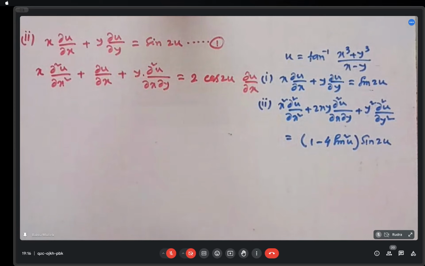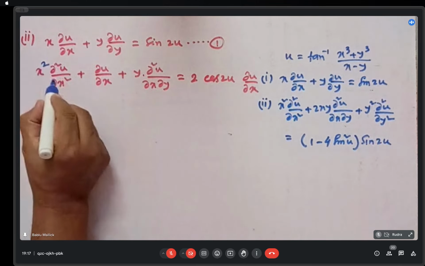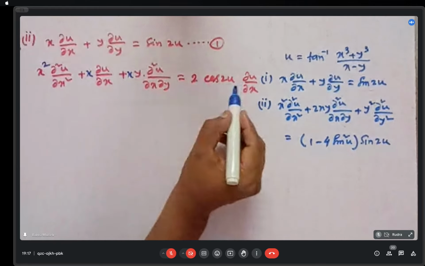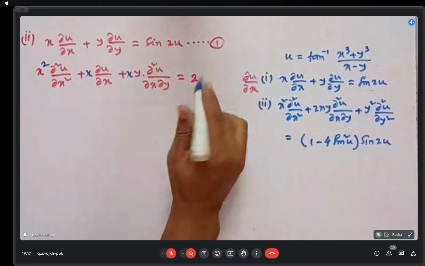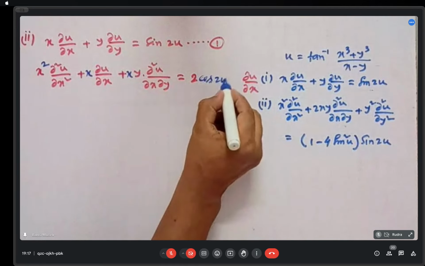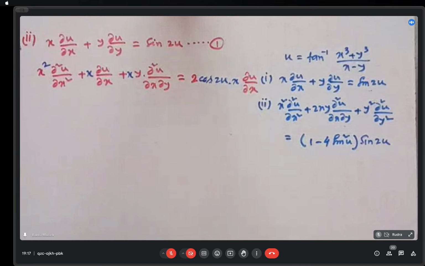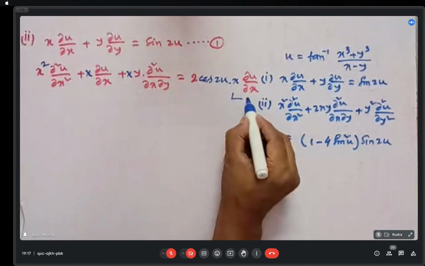Next, write: multiplying both sides by x, we get x square into del 2u del x2, x into this, xy into this, then twice cos 2u into x into del u del x. And this is number 2.